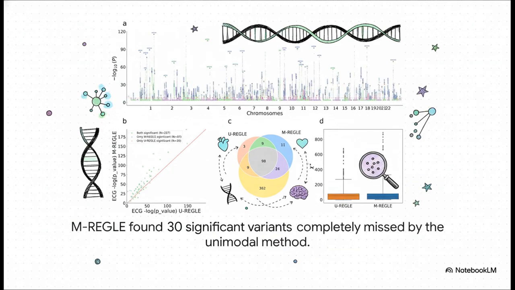Let's actually quantify this, because the numbers are pretty staggering. So mREGLET confirmed 122 known genetic links, which is great, but it also found 20 totally new ones. And get this, it found 30 genetic markers that were completely invisible when scientists looked at each data stream on its own. That's not just a little better, that's a whole new level of discovery.